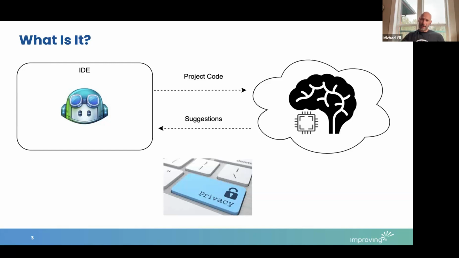Now, on the other side, if you have a business license, it apparently is not used to train models, and it's more transient in nature, where the code is just sent up. The giant brain in the cloud will process it and give you some answers back. But the key point here is, if you are going to use it, make sure the company is on board.